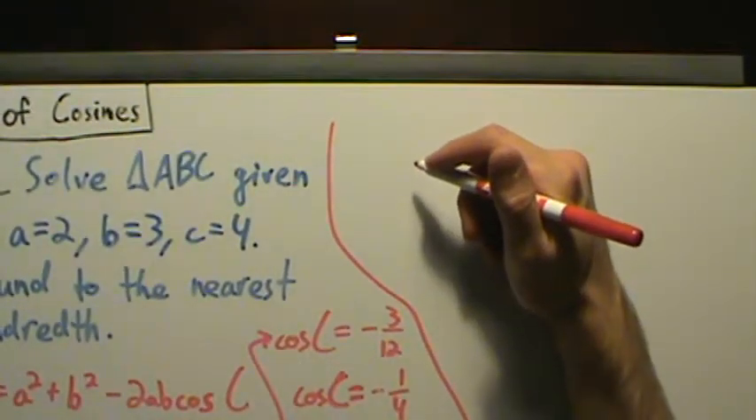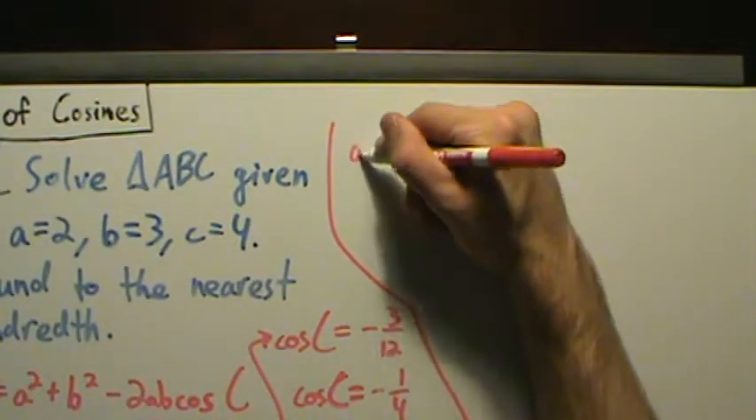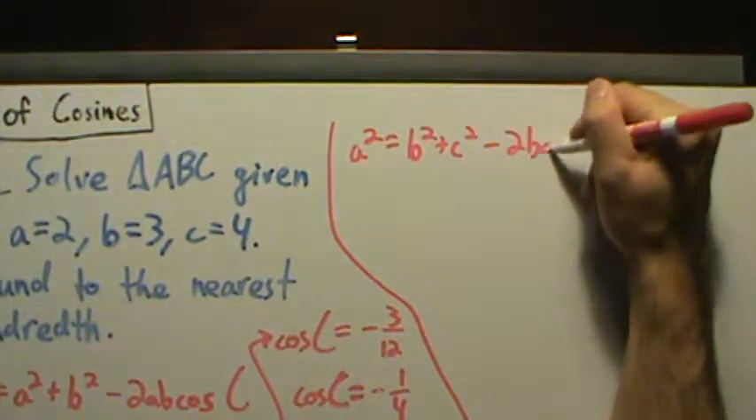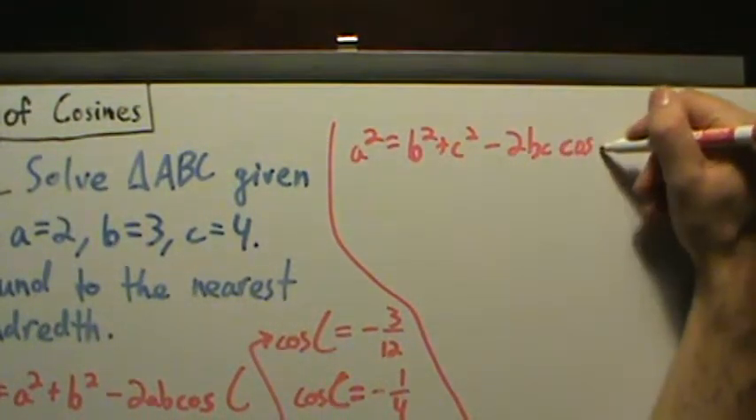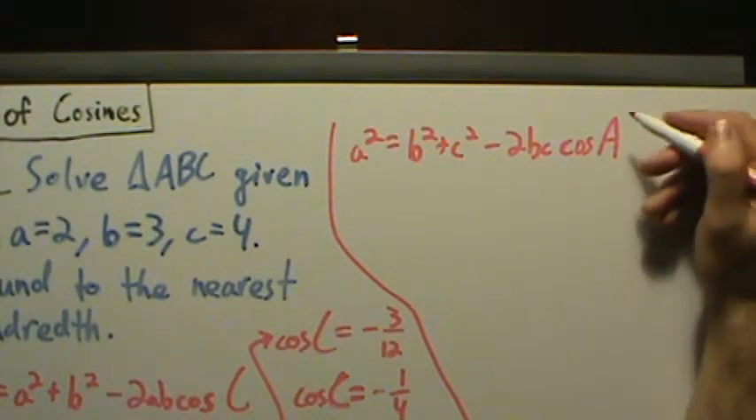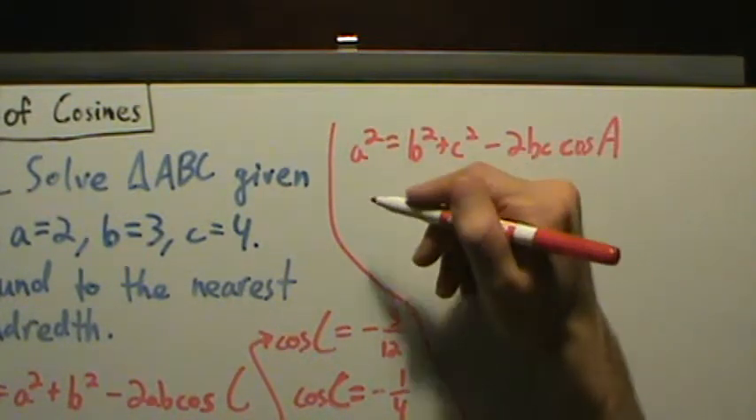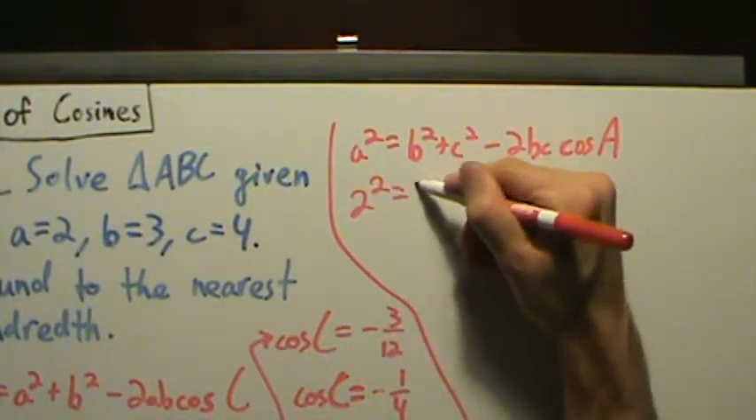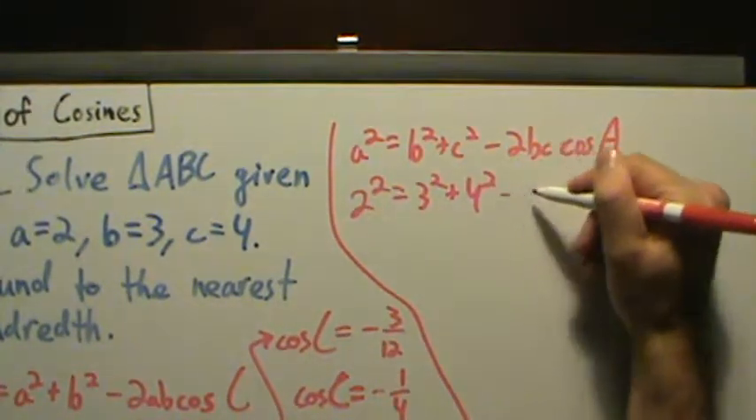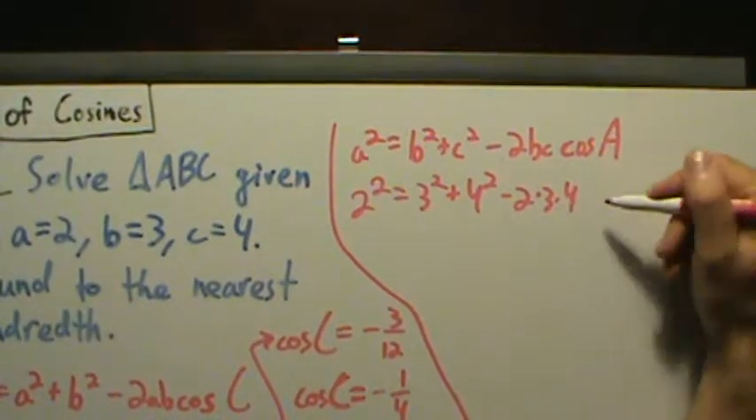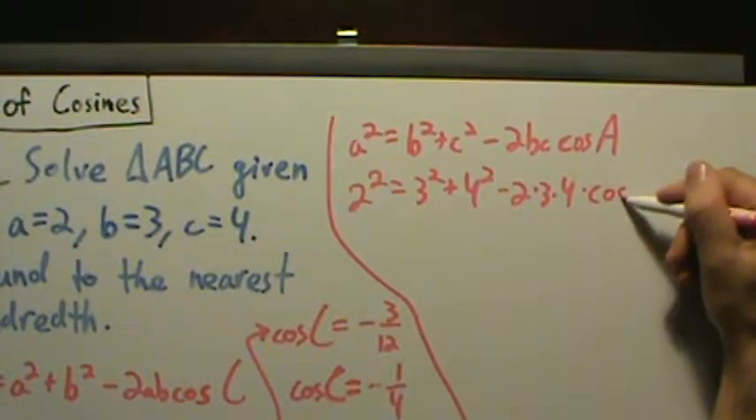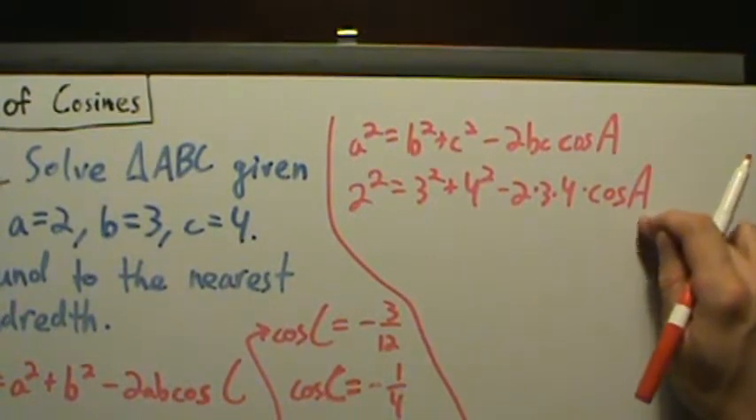And when we do that, let's use that for A. So A squared equals B squared plus C squared minus 2BC cosine of capital A. Okay, so little a we're given as 2, so that's 2 squared equals 3 squared plus 4 squared minus 2 times 3 times 4. Little b is 3, little c is 4, times the cosine of A. So capital A is what we're going to find now.